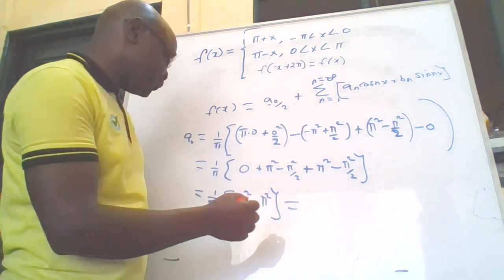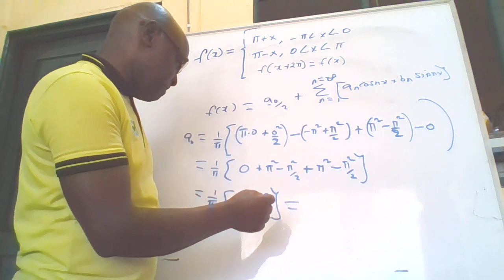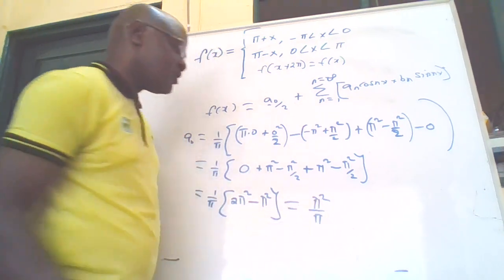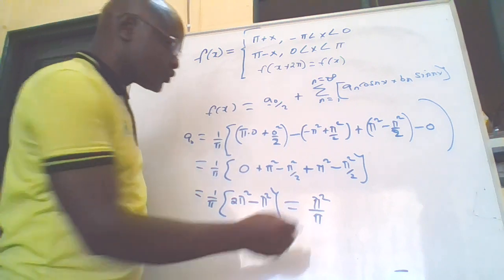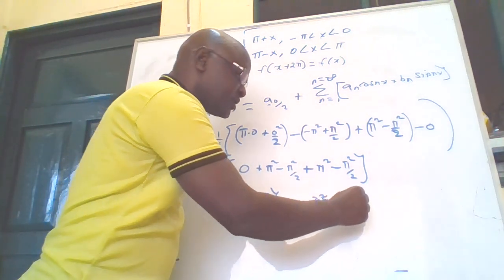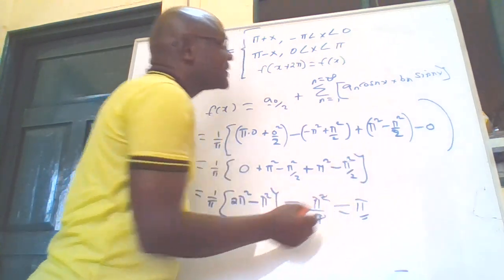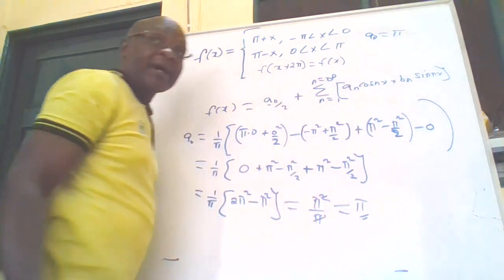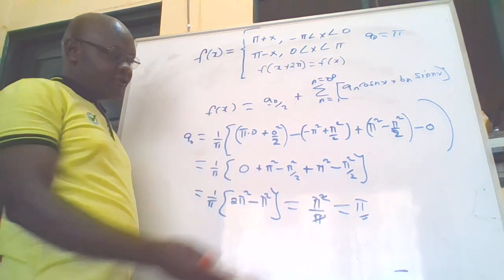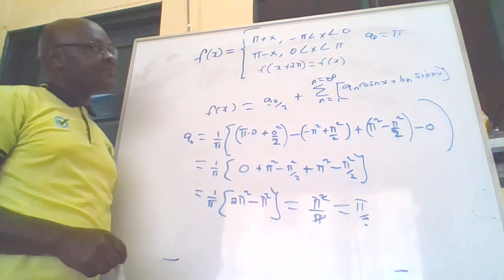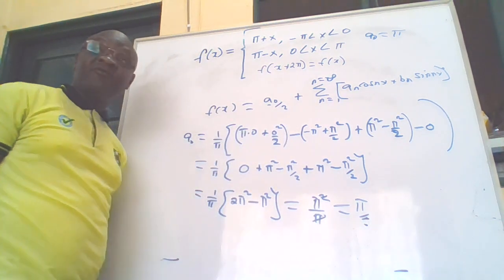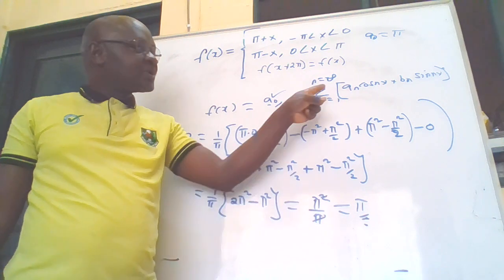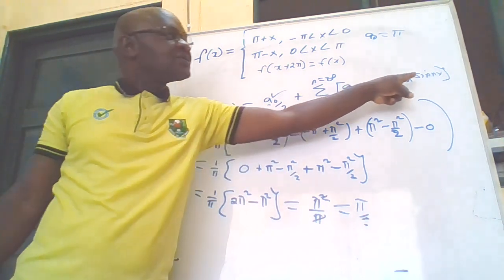Therefore, this equals pi squared all over pi, this pi. So this and that will cancel, and then we will remain with pi. Therefore, we are saying our A naught equals pi. Our A naught equals pi. Therefore, we have gotten the value of A naught, this one. So we now need to proceed to get AN and also get BN.